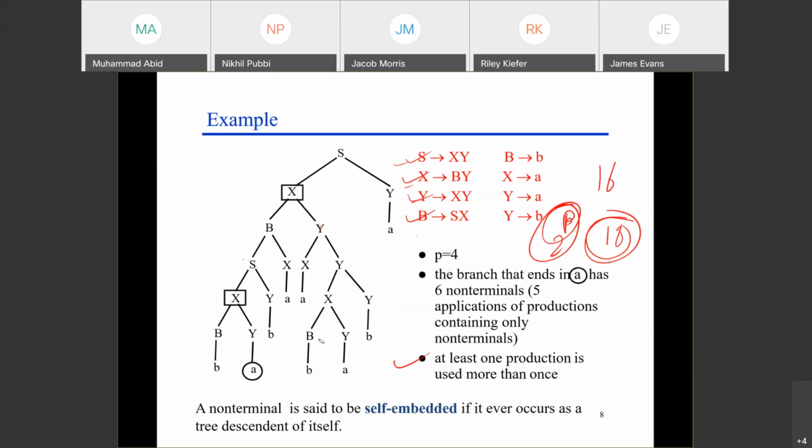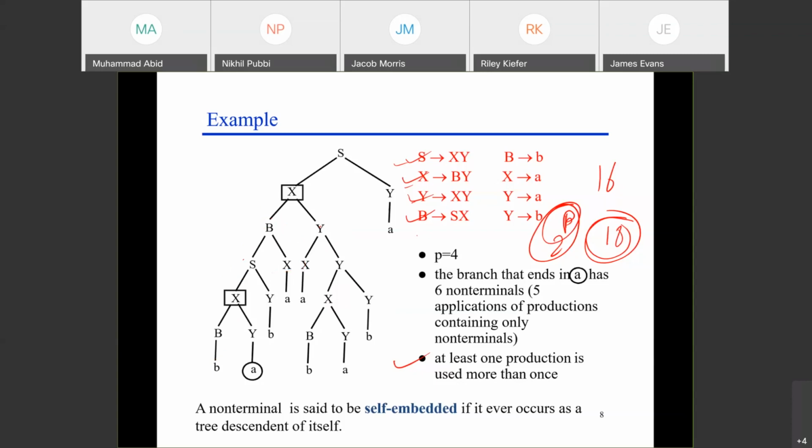Let me give you an example where it is the same production rule but not a descendant. SXY, no, this is good. YXYB, this is also a descendant, self-embedded. Do we have any BSX? Oh, sorry, no, we don't have that. Okay, yeah, so that's it.